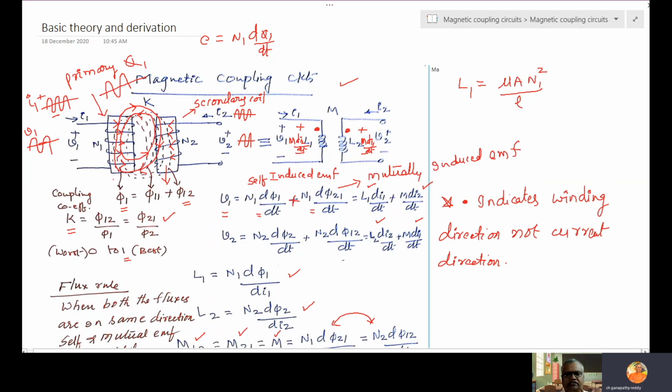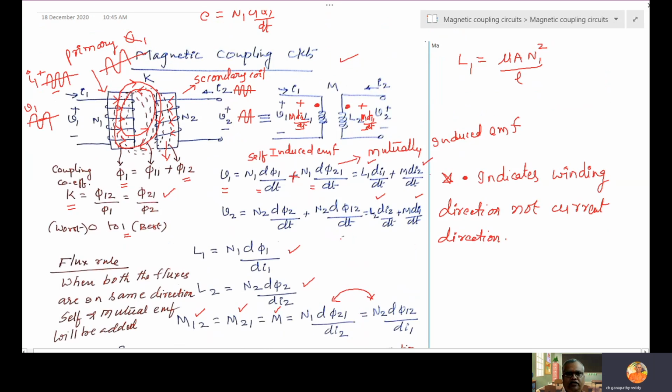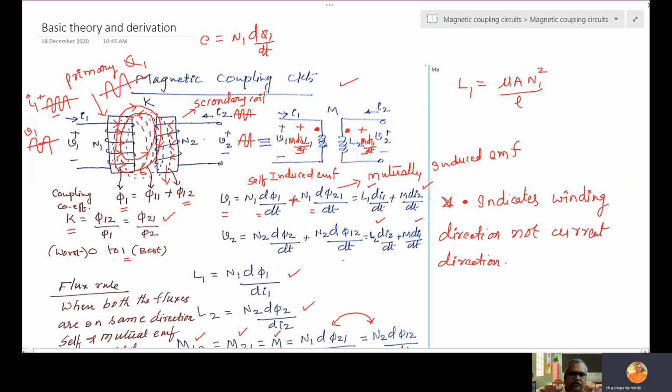So flux rule is discussed. Meaning of dot understood. Dot indicates what? Dot indicates winding direction. It will not indicate current direction. And also we discussed the dot sign convention. Next, the dot rule will come. Next slide is the dot rule.